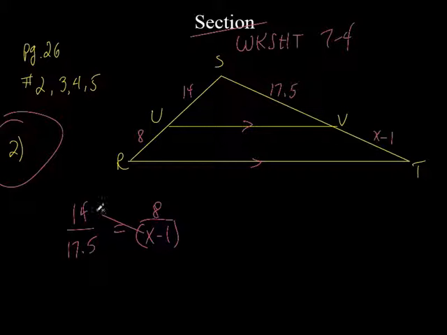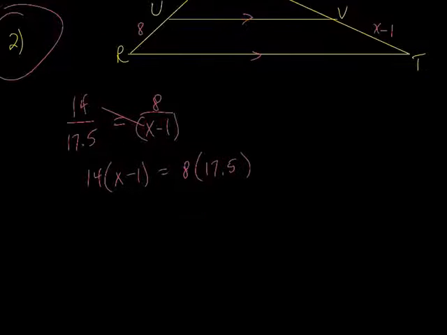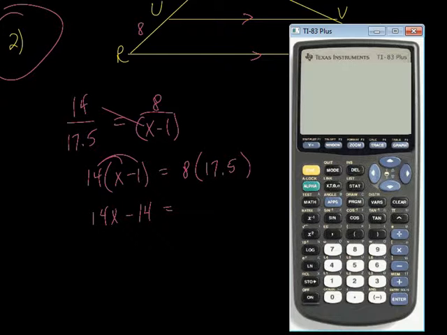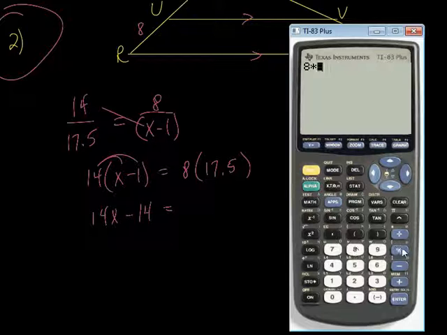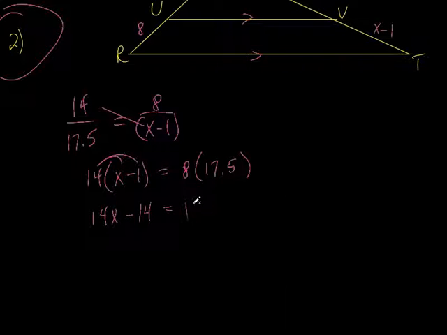So I've done my comparison right here. Now we cross multiply. You could cross multiply. I mean, you could distribute right away, but I'm just going to do this. Is that all right? Good. And now let's go ahead and distribute through here. So that's 14x minus what? 14 equals, let's just figure out what that is. What's 8 times 17.5? 140. Okay, so then what do we do?